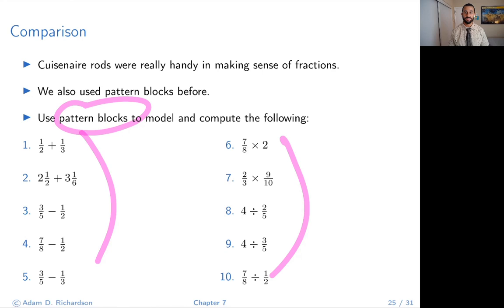So that's what we saw earlier. I didn't show you how to do multiplication or division with pattern blocks, but I think you could probably figure it out, because you remember what multiplication is and you remember what division is. So go ahead and try to do that right now at home. Try it out, okay?